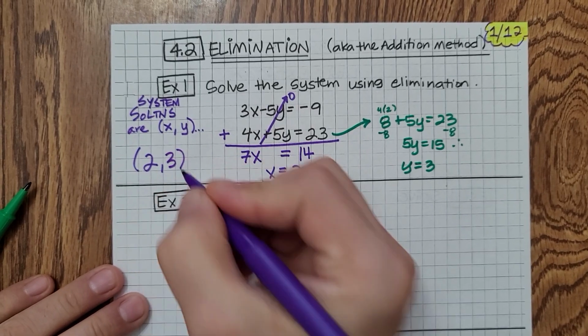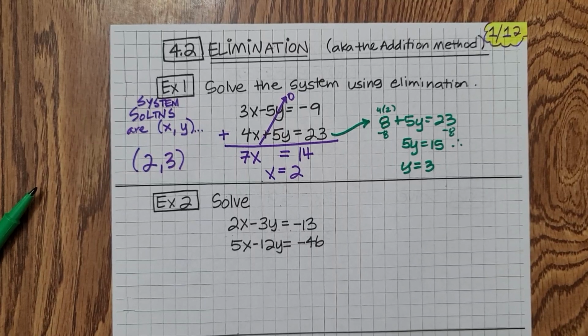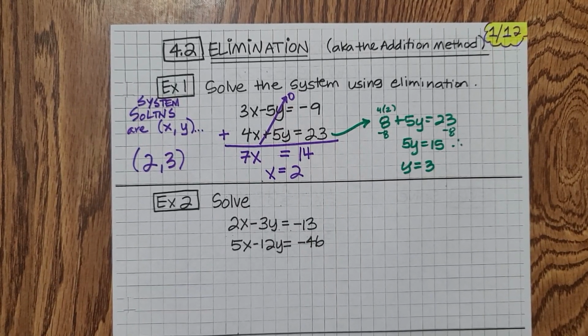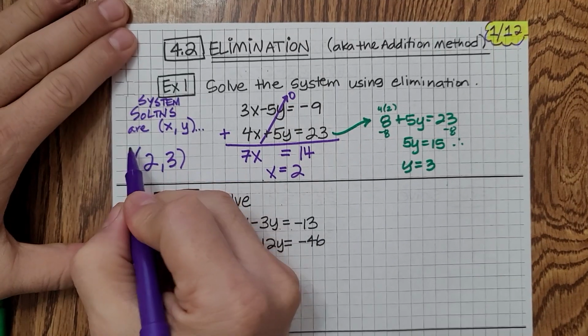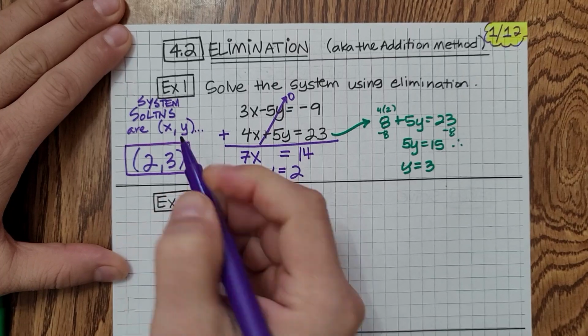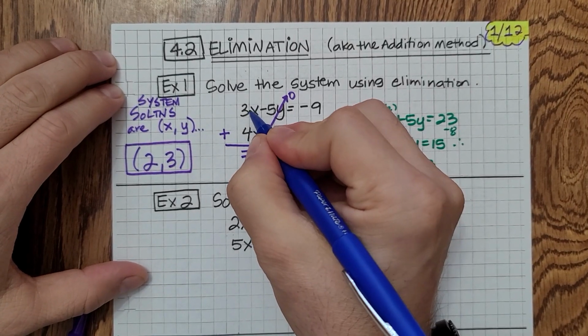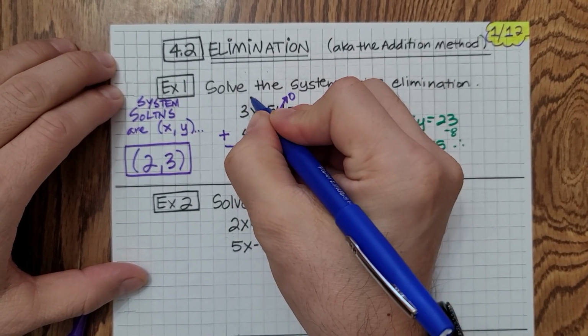Now, if the directions don't say solve the system and check, or show a formal check, then you don't have to actually check your work for full credit. All you have to do is do a mental check. This is kind of for your well-being. Let me put a 2 in here for x. I'm going to get a 6.